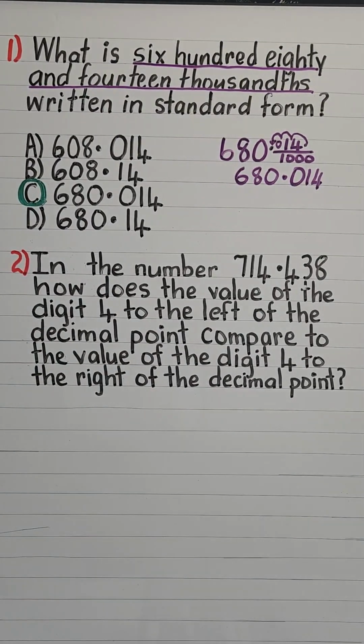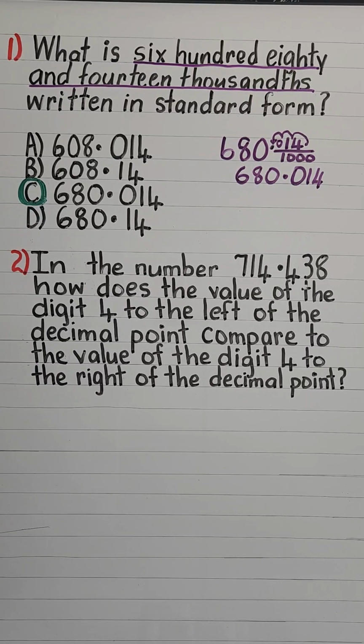So now let's move on to our short response. And usually in a short response, the value is 2 points unless stated otherwise. In the number 714.438, how does the value of the digit 4 to the left of the decimal point compare to the value of the digit 4 to the right of the decimal point?